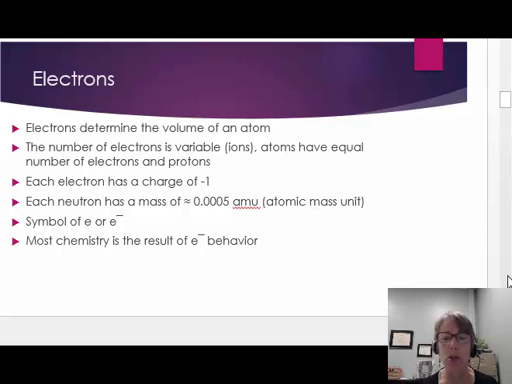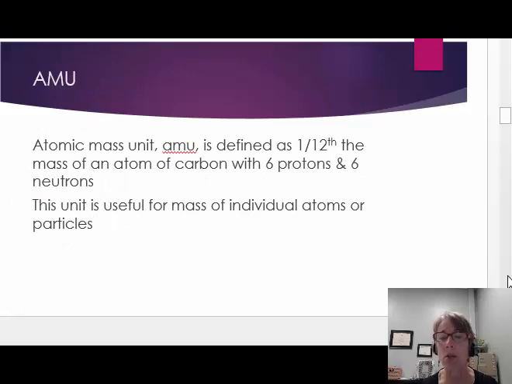We mentioned the mass unit AMU, or atomic mass unit. This unit is defined as exactly 1/12 the mass of an atom of carbon that has 6 protons and 6 neutrons. This unit is useful for discussing the mass of individual atoms or particles, but it is too small for us to use in the laboratory.